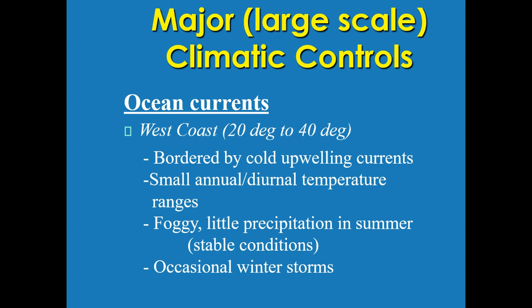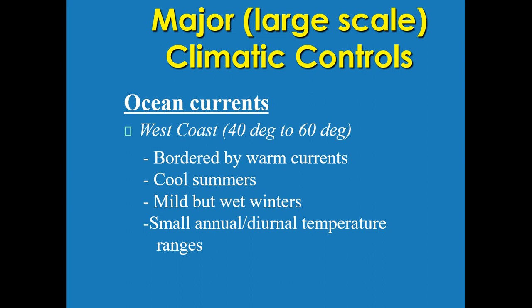In wintertime, that semi-permanent high weakens and shifts south, and the jet stream increases in intensity, and you'll see occasional winter storms come in to 20 to 40 degrees latitude on the west coast of the U.S. For example, you can get a lot of rain and snow in California.